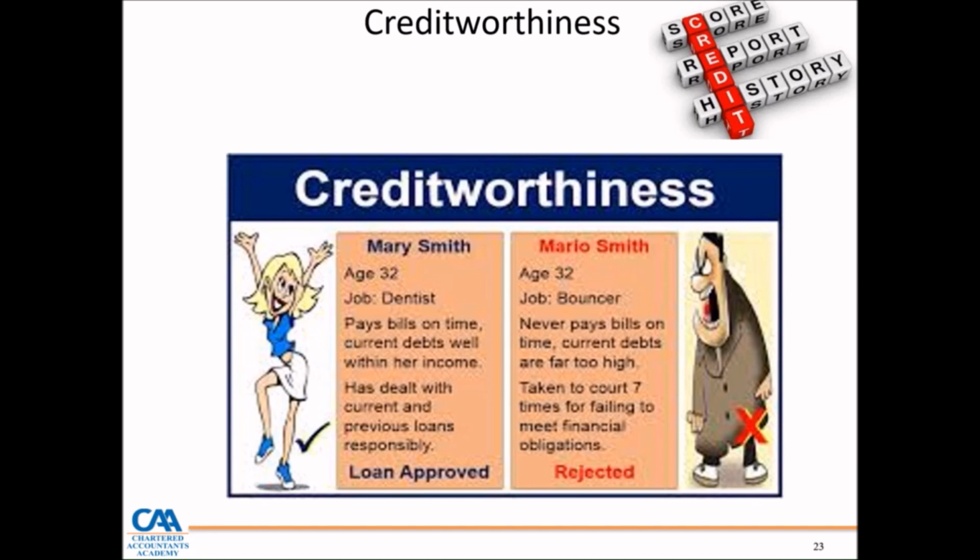So the credit manager, in assessing the creditworthiness of a potential customer, needs to consider, one, the customer's attitude. Okay, let's see.